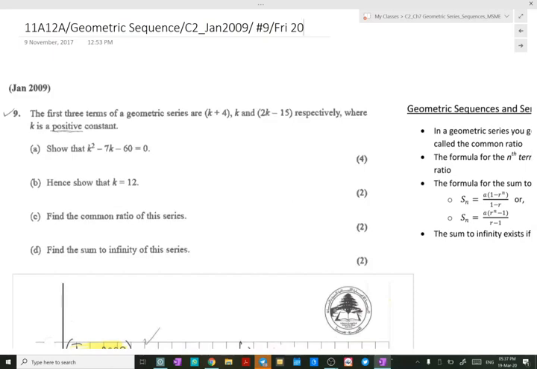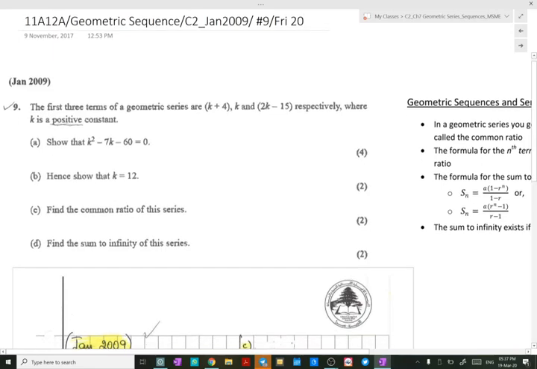Geometric sequence, C2, January 2009, number 9. The first three terms of a geometric series are k plus 4, k and 2k minus 15 respectively, where k is a positive constant. Show that k squared minus 7k minus 60 equals 0.